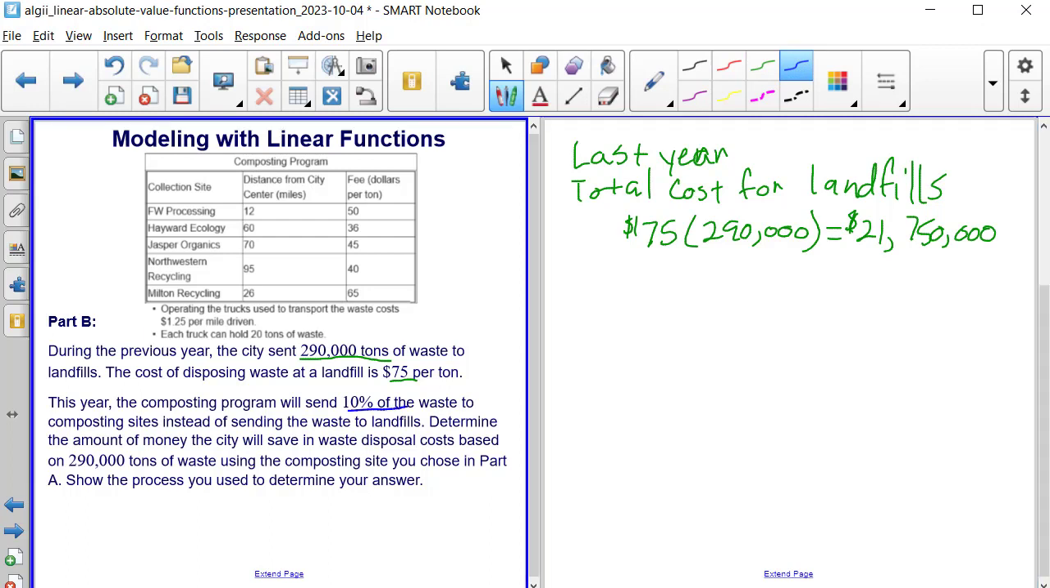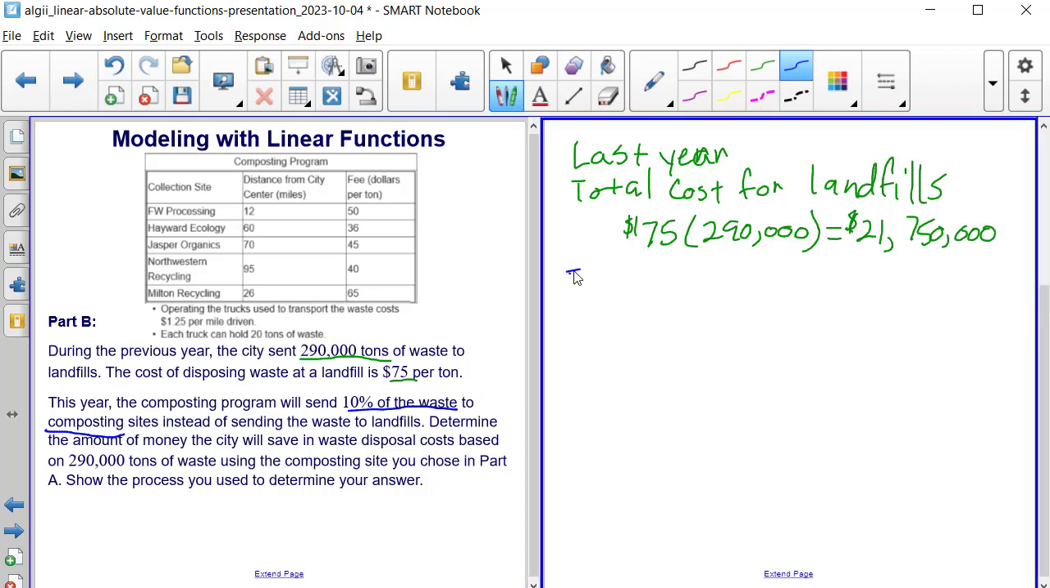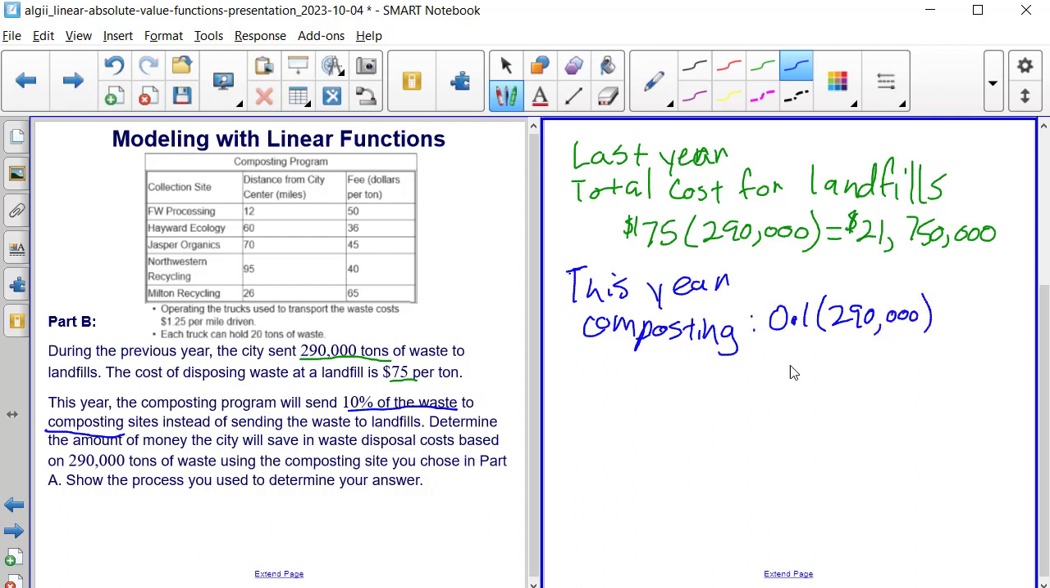Now this year, the composting program will send 10% of the waste to composting sites. So 10% of the waste is being composted. Let's find that out. So in this year, composting, it's 10%. So as a decimal, that's 1/10 of 290,000. And when we multiply these together, we will end up getting 29,000 tons of waste is being sent to the composting site.